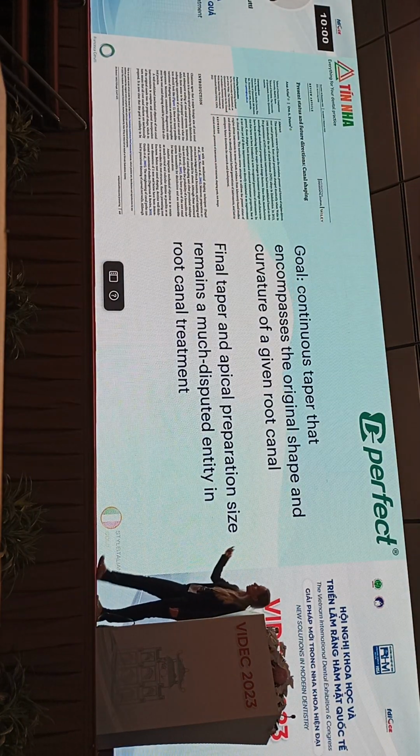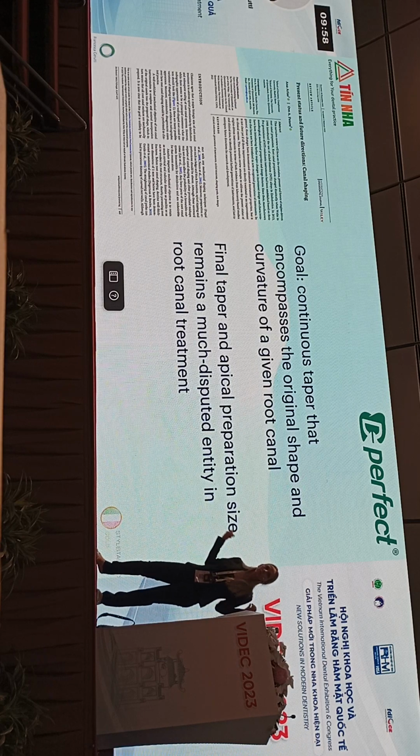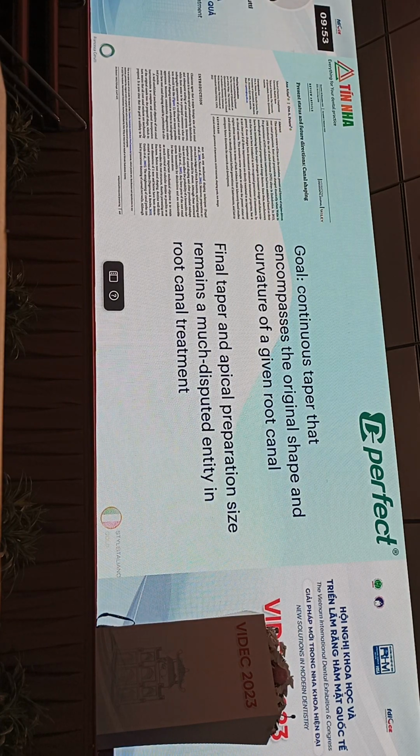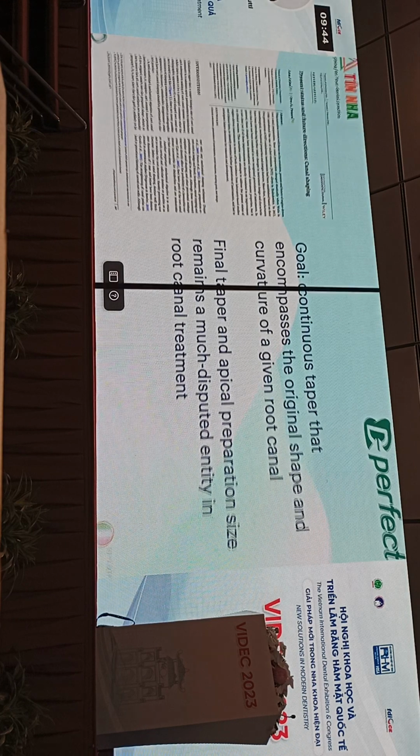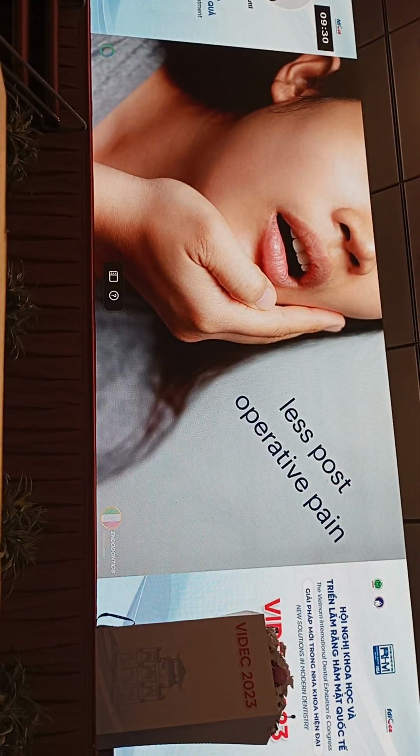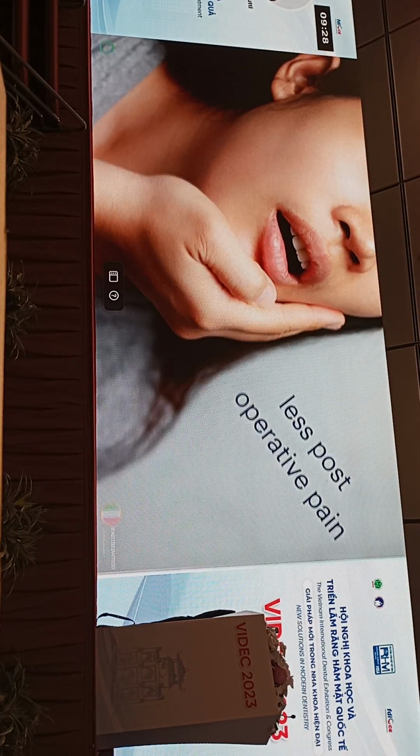So, the literature says shape the root canal, but there is no agreement on which is the final size of the preparation and which is the final taper of the preparation, because you have to decide it from case to case. Why with rotary files? Because they are faster, more efficient, more predictable. They allow you to have a better irrigation and they respect the root canal anatomy. And they lead to less post-operative pain.